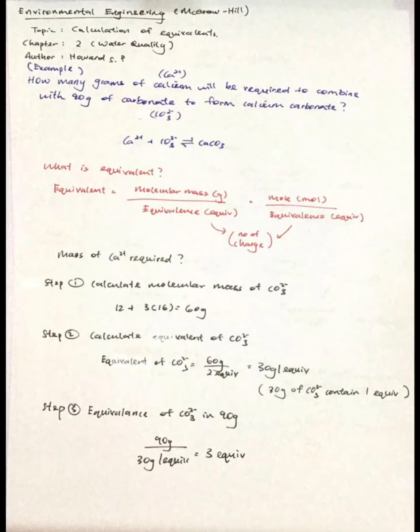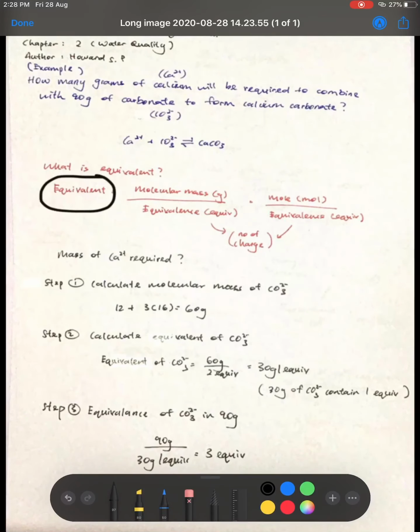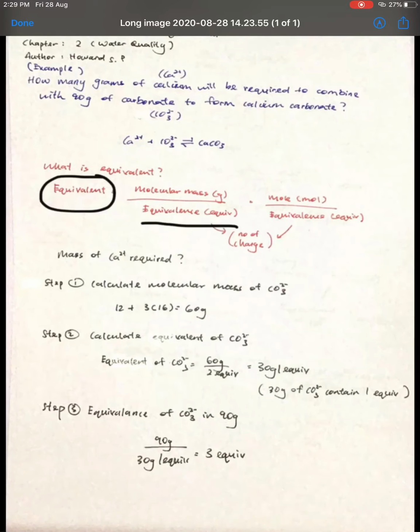Now before that, let's go to what is meant by equivalent. Basically, equivalent is equal to molecular mass divided by equivalence, or it can be known as mole divided by equivalence. So be careful with equivalent and also equivalence. Equivalence means number of charge.